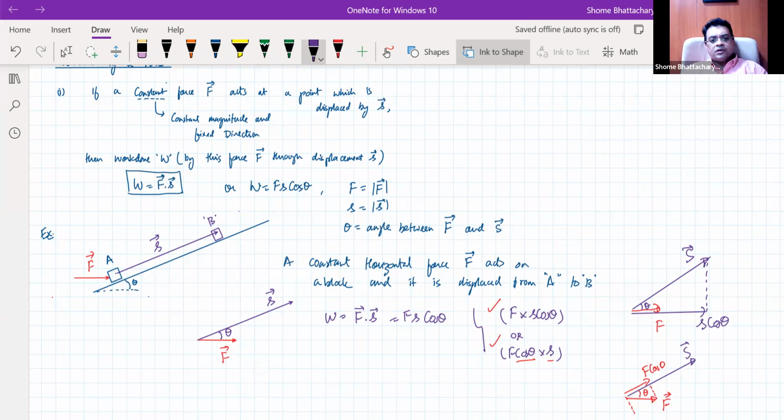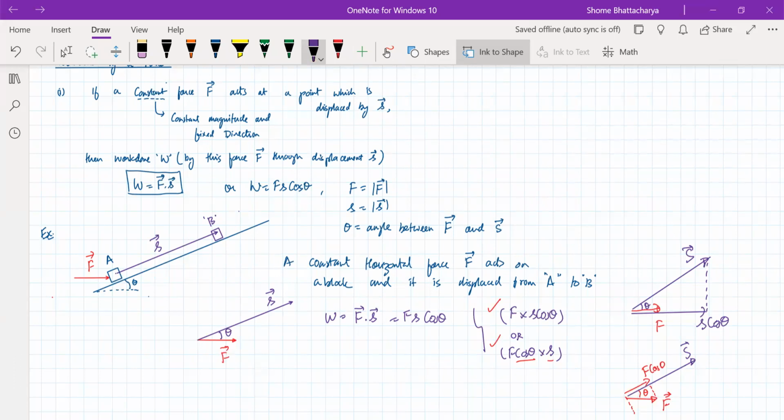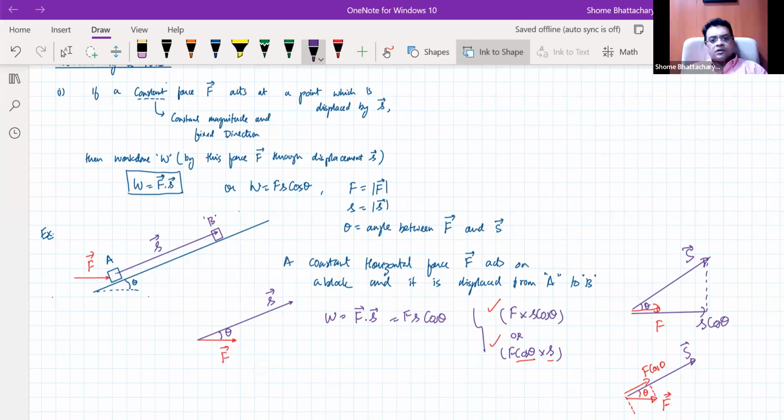So dot product itself means both these things. So your voice broke. So this is the definition of work done by a constant force. Yes, internet connection. It should be clear now again.